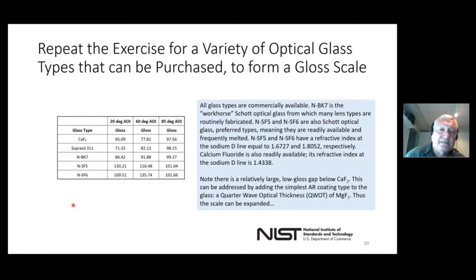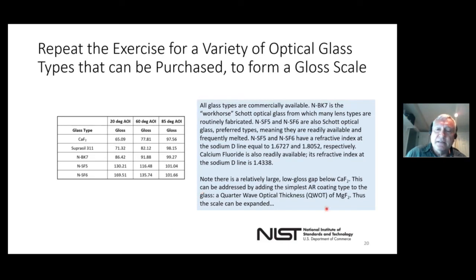Here's a list of some of these glass types. It includes calcium fluoride, the Supersil 311 I mentioned already, and BK7, which is the workhorse optical glass from which many lenses are fabricated. And then there are two higher index dense flint glasses, NSF5 and NSF6. By the way, the letter N is a Schott designation for glass types that are environmentally friendly, meaning they contain little or no lead or arsenic.